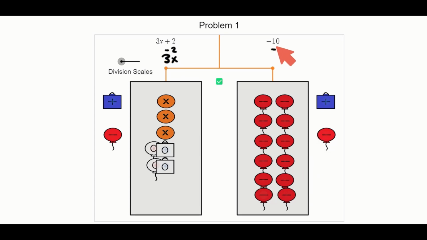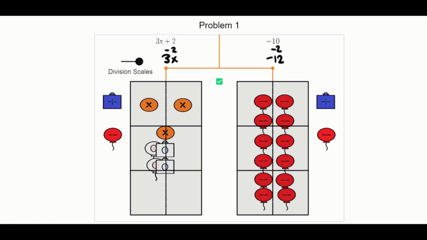Negative 10 and 2 more negatives. I now have 12 negatives on the right side. Now, since I have multiple x's, x being multiplied, I want to sort these into sections. Let's go ahead and create sections. I'm going to divide these into 3 groups. Since I divided the left side into 3 groups, let's do that to the right. So we're going to divide these into 3 equal sections.